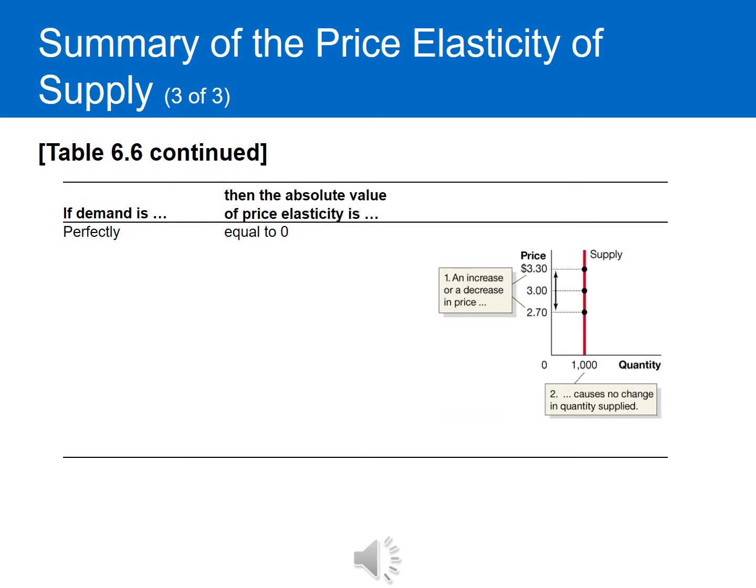The final level is a perfectly inelastic price elasticity of supply. In that case, the price elasticity of supply is equal to 0. So if there's an increase in price or decrease in price, it doesn't matter. There's going to be no change in the quantity supplied. So we're going to have a vertical supply curve.